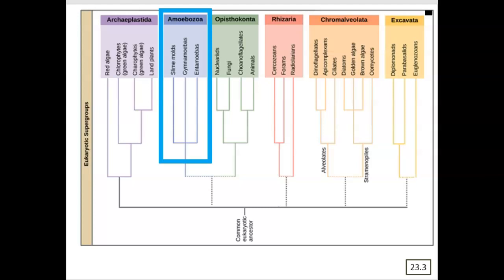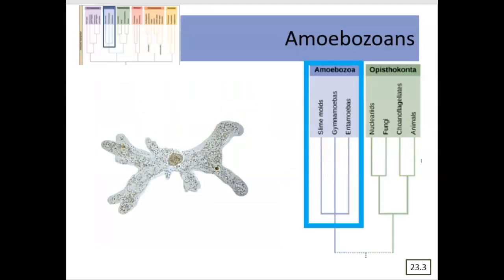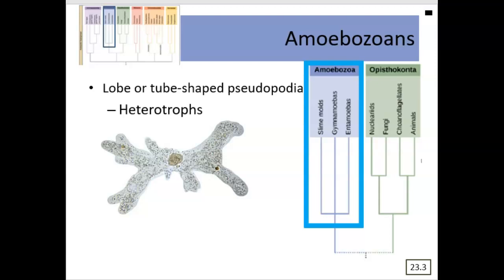All right, so Amoebozoa are a pretty interesting group of protists. They have pseudopodia, and those pseudopodia tend to be relatively wide, so lobe-shaped or tube-shaped pseudopodia. These are kind of the classic amoeba you might think of. And all of the amoebozoans are heterotrophs, so none of these are doing photosynthesis, but instead are consuming other organisms or taking things in, breaking them down.